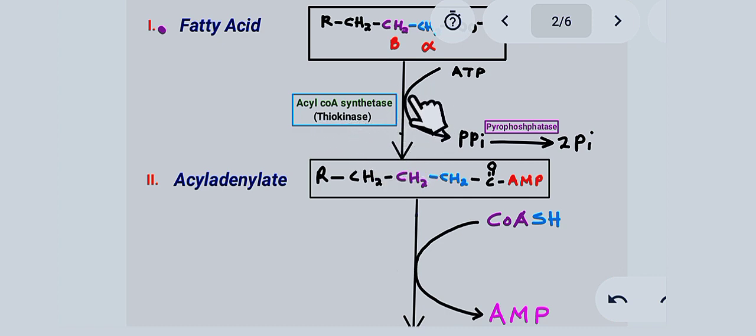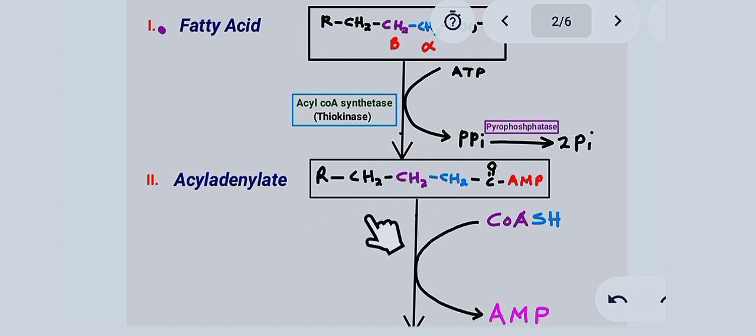Now, when we add AMP that we've gotten from ATP to fat acid, we are going to form a molecule called acyladenylate. So acyladenylate is a compound that is going to be produced. You can look at this. This is acyladenylate. It's having AMP. Then the byproduct is pyrophosphate. Now, pyrophosphate can be further degraded, or broken down, to two inorganic phosphates by an enzyme which we call pyrophosphatase.